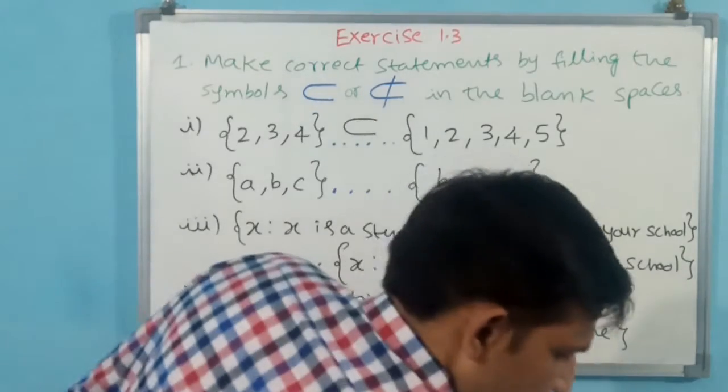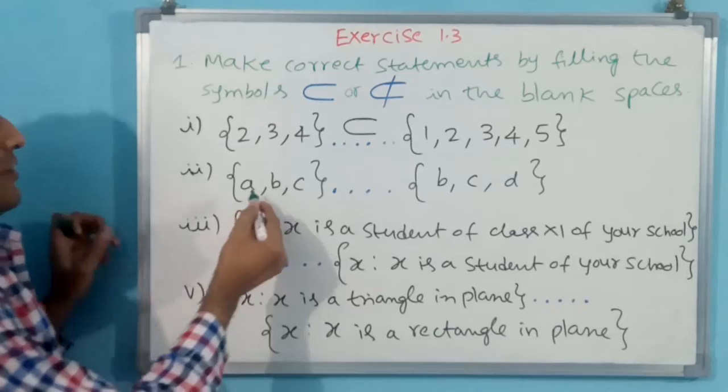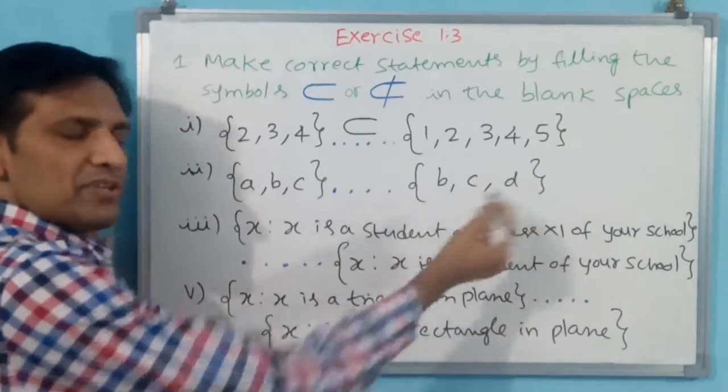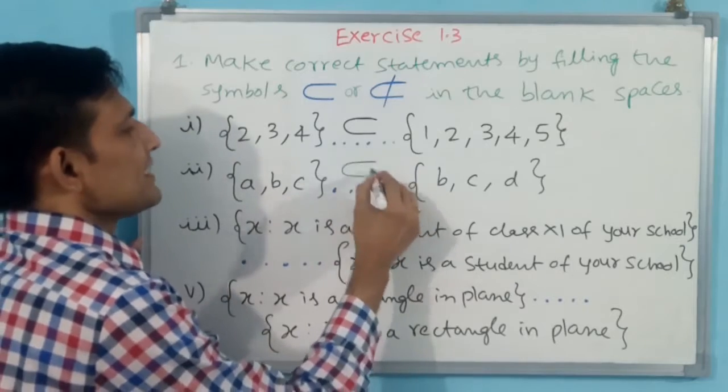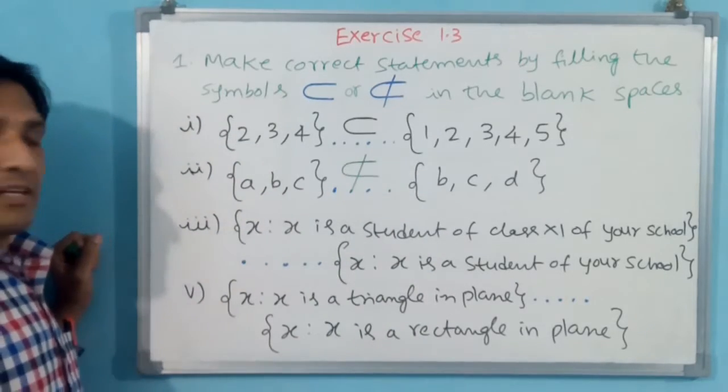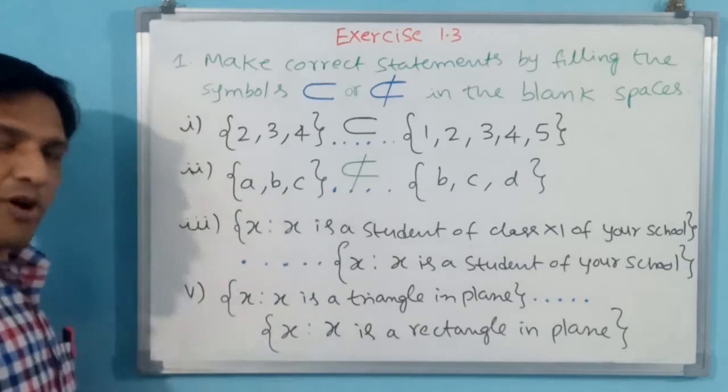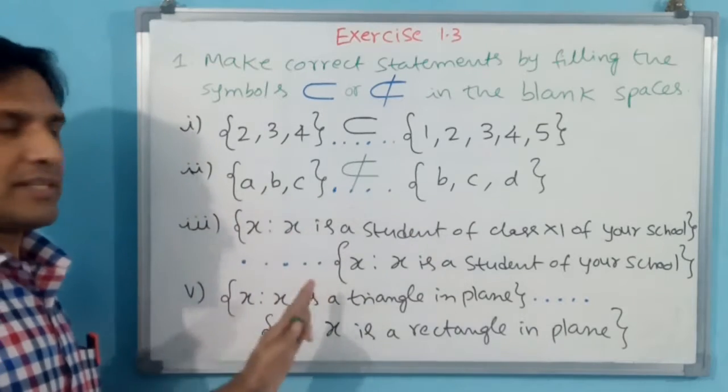Next you come. A, B, C is a subset of B, C, D or not? Say, A is there? No. Then we need not see. Why? Because if the first element is not there, then stop there itself. This is not a subset.